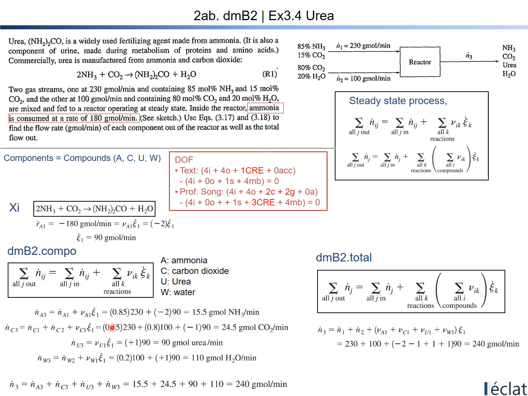How about urea and water? You could do the same thing for the values of output. The total flow rate is the summation of those 4 things, and then finally you could get the value. Or you could use the mole balance equation for the total amount, and the value is 240 gram mole per minute for the total output stream.